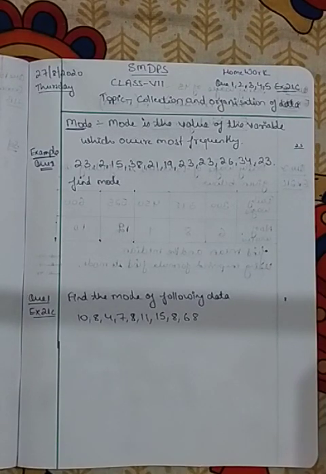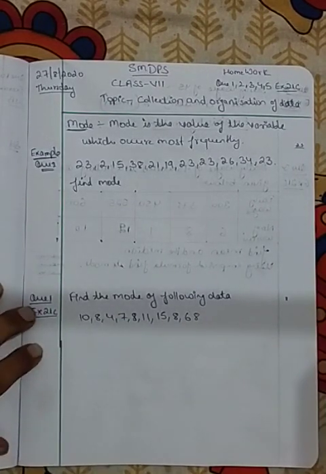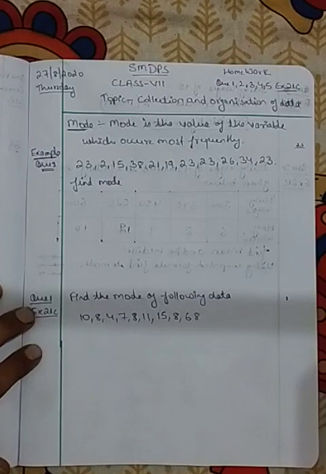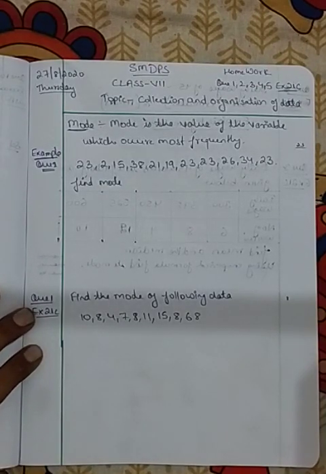Good morning, class. Today we are going to start with the next topic of our chapter number 21, that is mode. What does the mode mean? Mode is the value of variable which occurs most frequently, or we can say the observation that is occurring the most frequently is known as the mode.